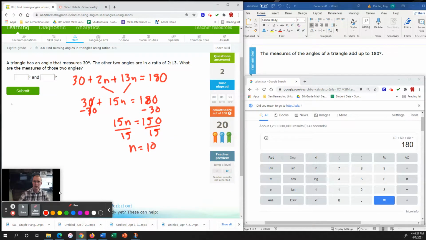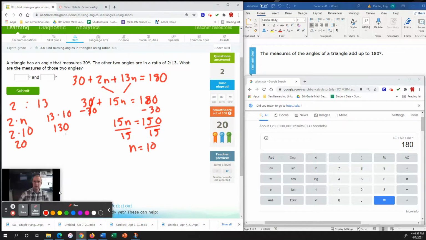So remember our ratio is 2 to 13. Starting with the 2, it's 2 times n, and 2 times n is 2 times 10, because n is 10, to give us 20 for one missing angle. And 13 times 10 is our second angle. And 13 times 10 is going to be 130.